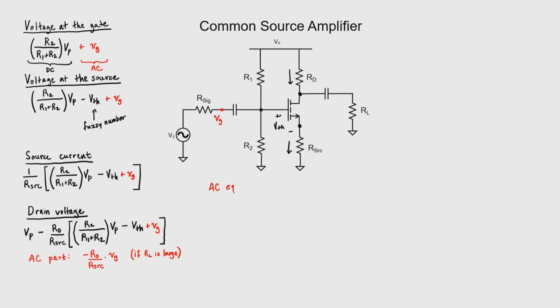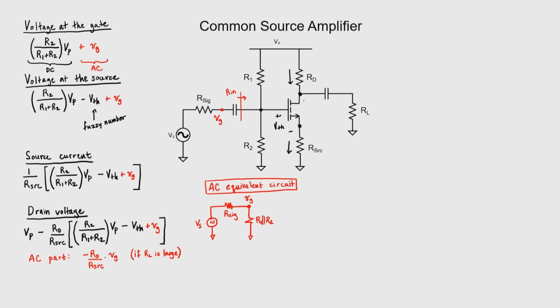Let's create an AC equivalent circuit, because we're also going to have a voltage divider from the signal to the gate. Let's start over at the left side with our signal, V sub S. The signal then sees resistor R sig, and here we have our gate voltage. The signal will go right through that capacitor, assuming it's large enough, and it will see the input impedance to this circuit. The input impedance is just going to be given by R1 in parallel with R2.